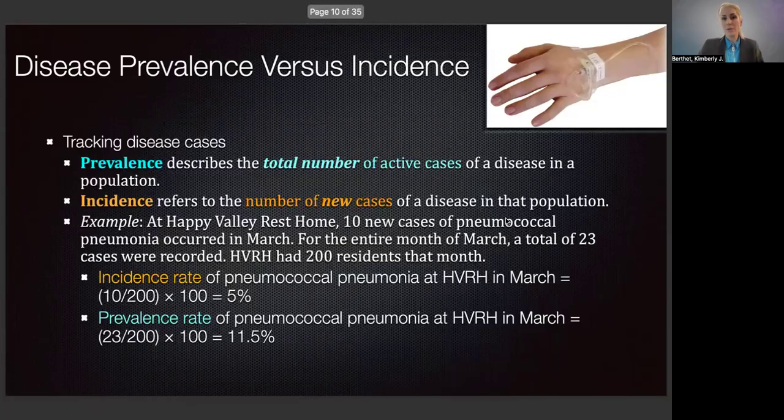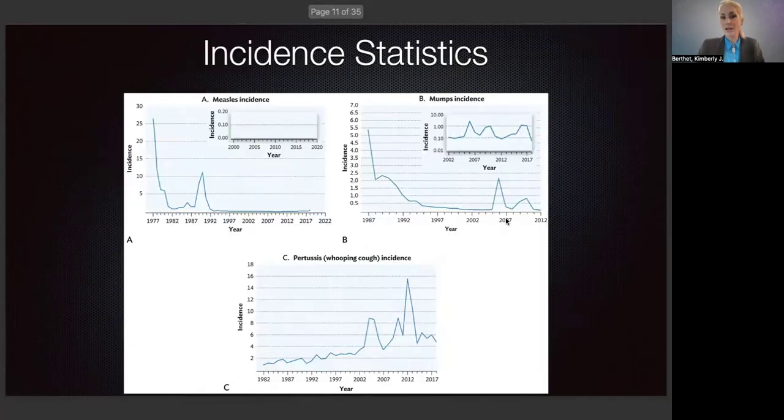Otherwise, if we were looking at prevalence, the graph would just continually increase over time because that rate only goes up. Prevalence, on the other hand, can go up and down, as we see here.